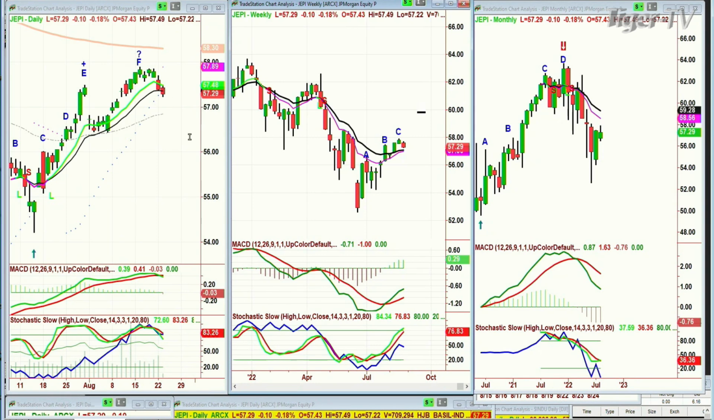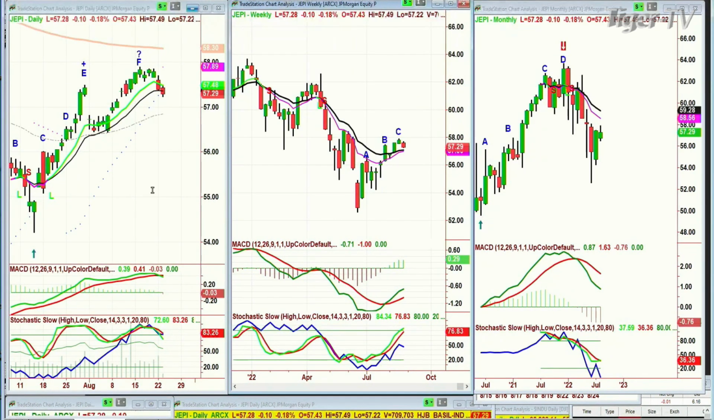I think it's in a digestive phase. How it holds 56.60 on any pullback over the next 2 weeks is going to be very important. But I also think it's got a lot of resistance in the mid to upper 57s. I don't think it's going to break above 58.30, at least for a good few weeks. So that's the way I'm looking at it right now.